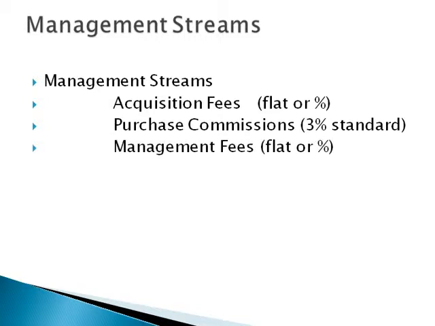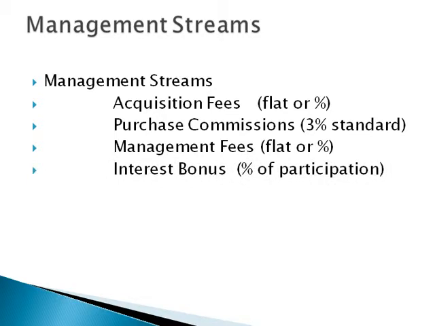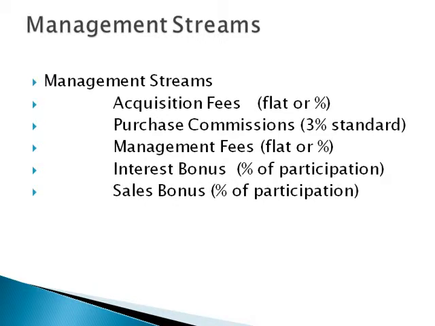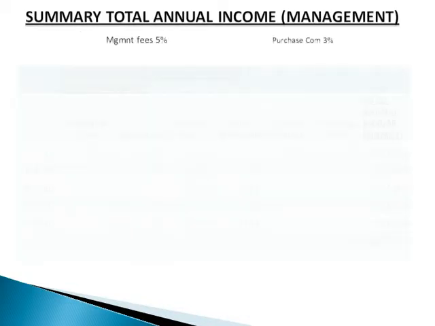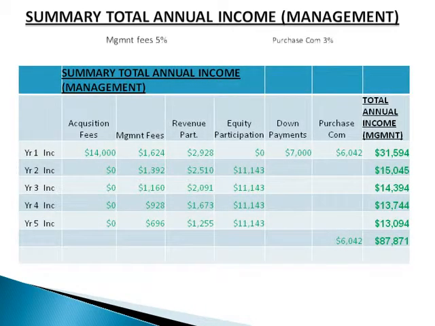Management fees are the running fees going on. It could be a flat fee or a percentage. I think we put in ours that it's 5%, which is low. Flat fees could be anywhere from $25 to $100 per property. Then the management also gets the interest bonus. That's that extra revenue participation, and also gets the sales bonus at the time of sale. So there's basically 5 income streams. It's a little summary of what the management company could possibly expect.